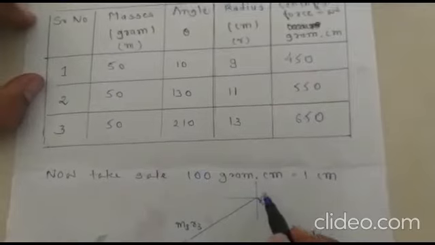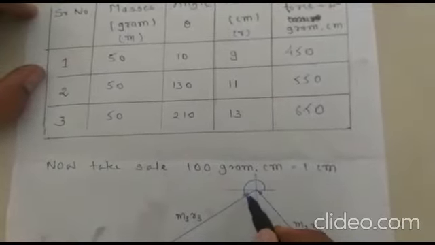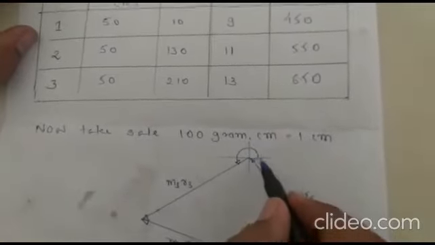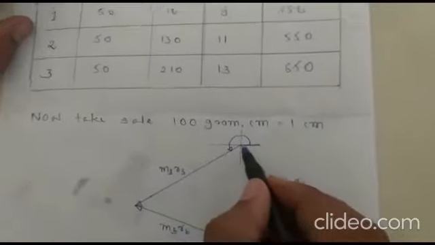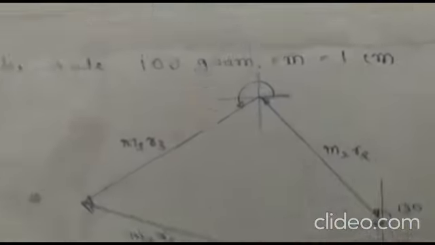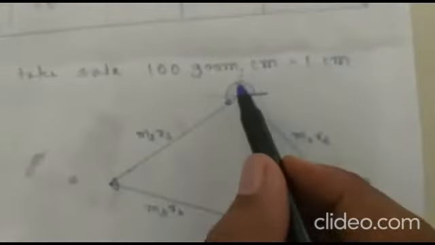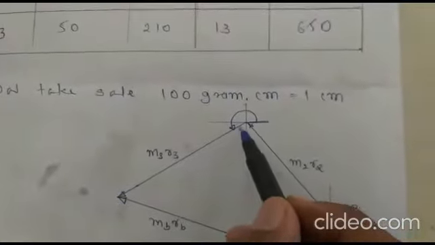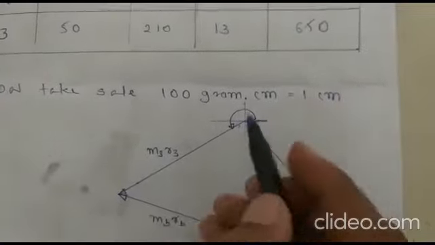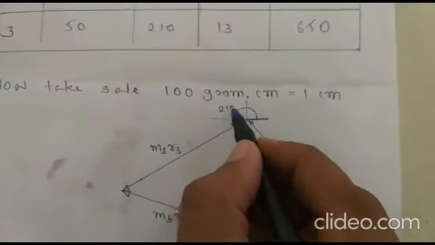Now you have to measure angle with respect to the positive axis. So for all vectors, I am measuring with respect to the positive axis. Here also you can see, here also you can see, I am measuring with respect to the positive axis only. So the third vector is 6.5 centimeter at angle 210.